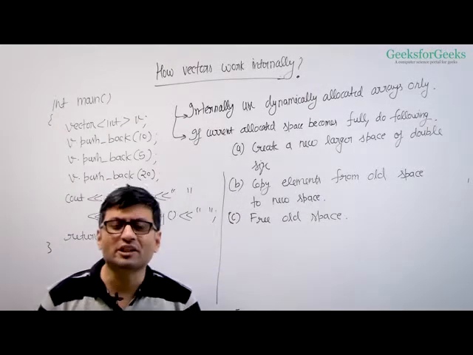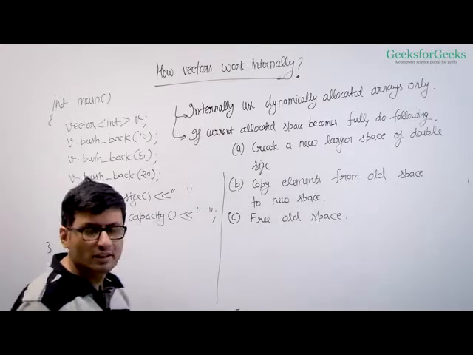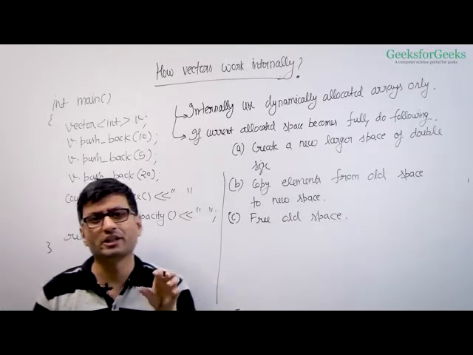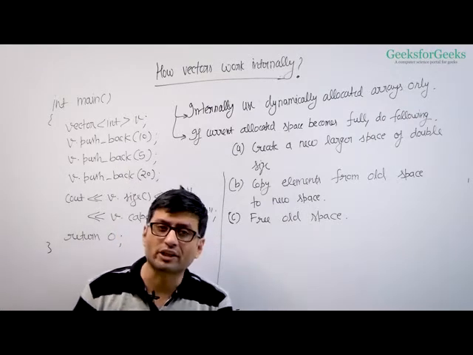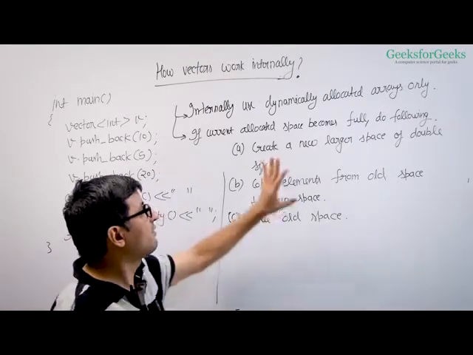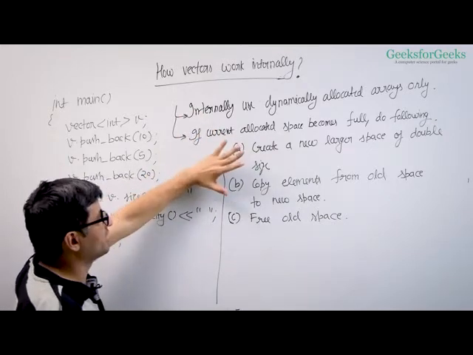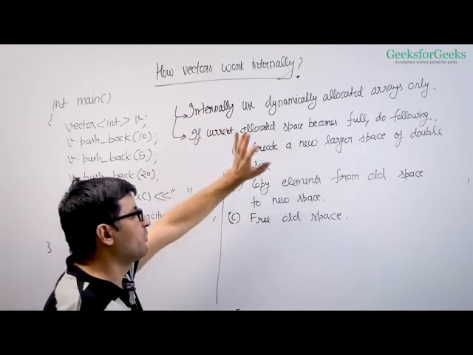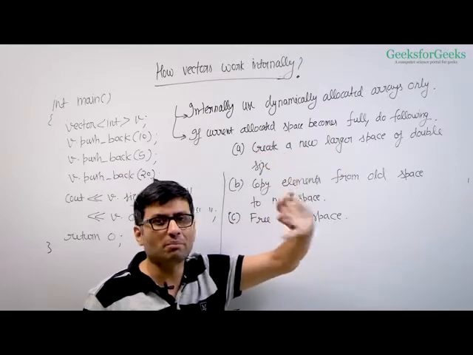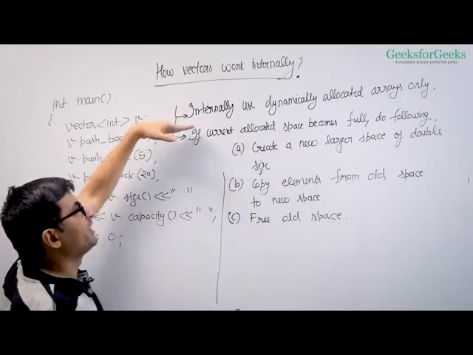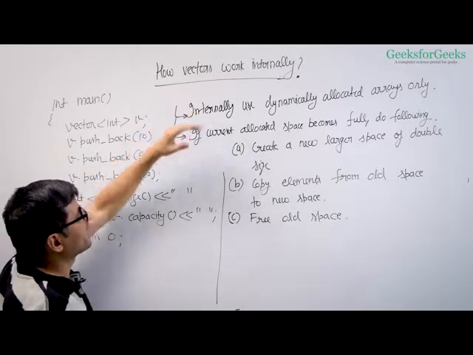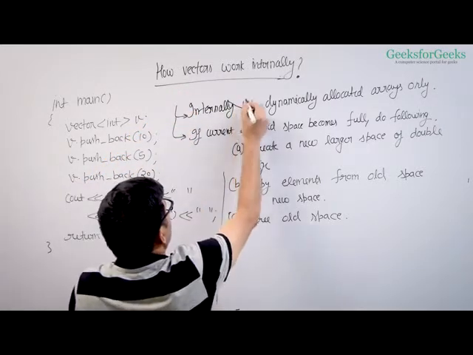Okay, what happens in vectors is your compilers pre-allocate the space whenever the currently allocated space becomes full. I have written a simple implementation here. The implementation may vary from compiler to compiler. So this simple implementation says that we internally use a dynamically allocated array. This is fine. So this is generally with all the compilers.